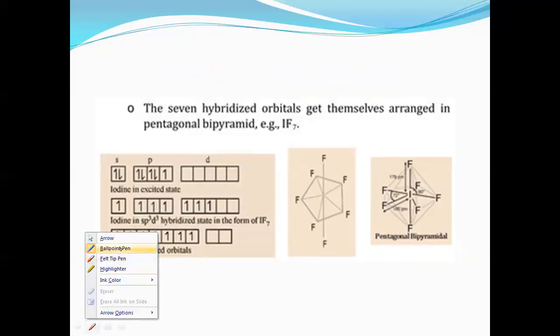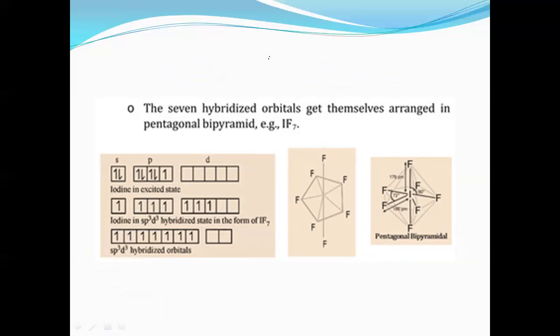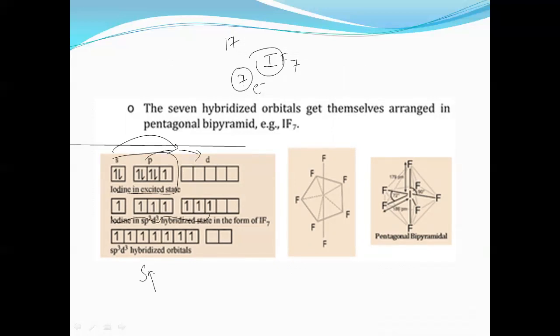For example, when we take iodine here, I have 7. Iodine is a halogen, a group 17 element, so it has 7 electrons in its outermost shell. The excitation will take place from the s and p orbitals to the d orbitals, resulting in the formation of 7 unpaired electrons after the excitation. All of them will undergo hybridization, one s, three p and three d orbitals, resulting in the formation of sp3d3 hybrid orbitals, which are 7 in number.